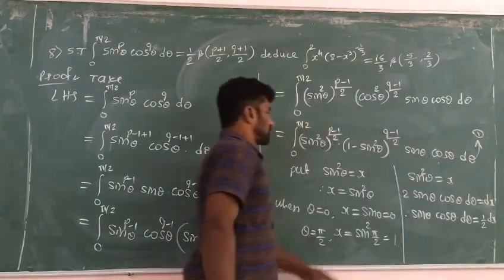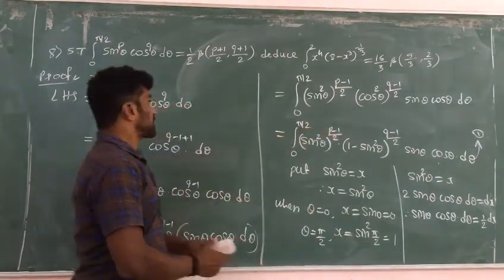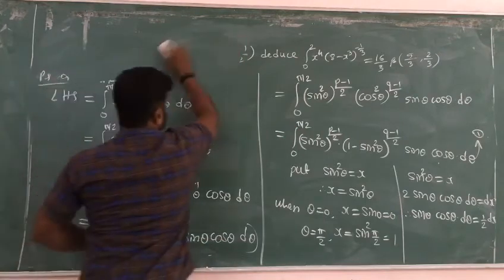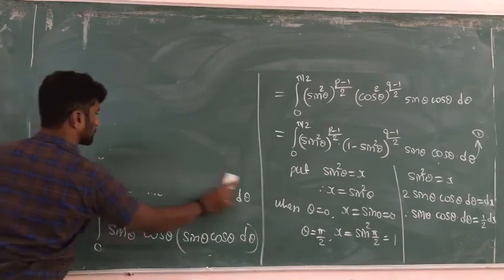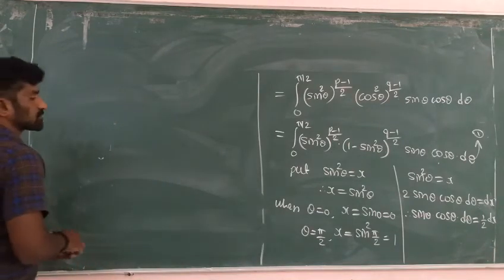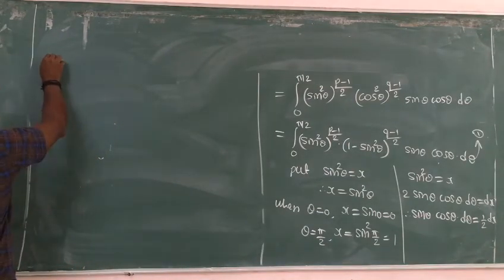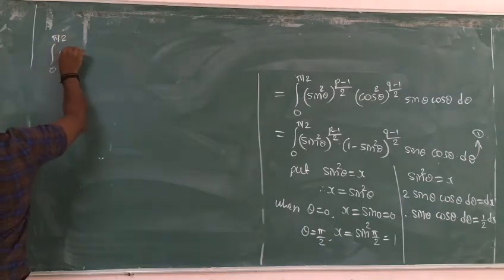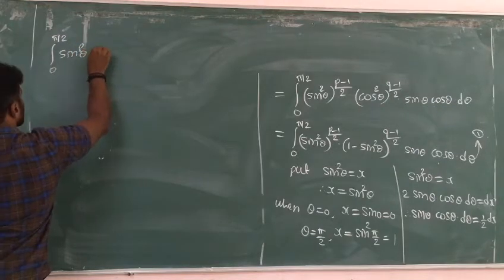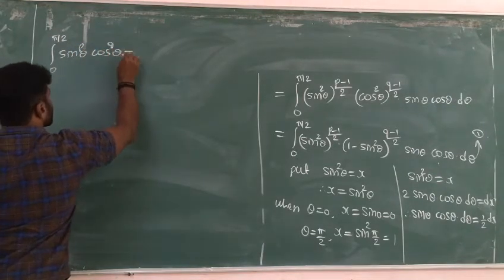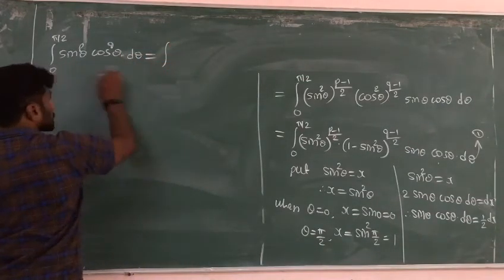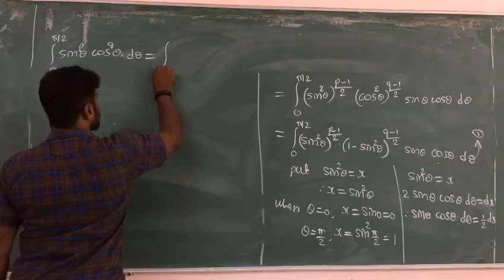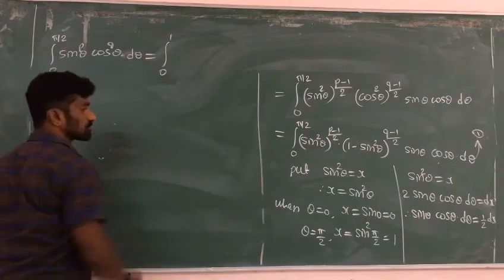Putting all these values in equation 1, it becomes the integration of 0 to pi by 2 sin raised to p theta into cos raised to q theta d theta is equal to... when theta is equal to 0, x is equal to 0, and when theta is equal to 90 degrees, x is equal to 1.